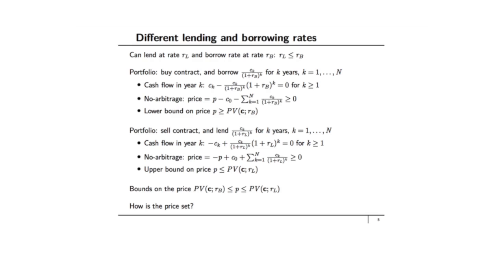So let's construct our portfolio. We had two different portfolios that we had constructed when we did the no arbitrage argument in the previous two slides. One of them gave us the lower bound and the other one gave us the upper bound. The two bounds were the same and therefore you ended up getting an exact price. So let's construct those portfolios. We buy the contract and we borrow CK over 1 plus RB to the power K for K years. Now notice, we are borrowing, so the borrowing rate is here.